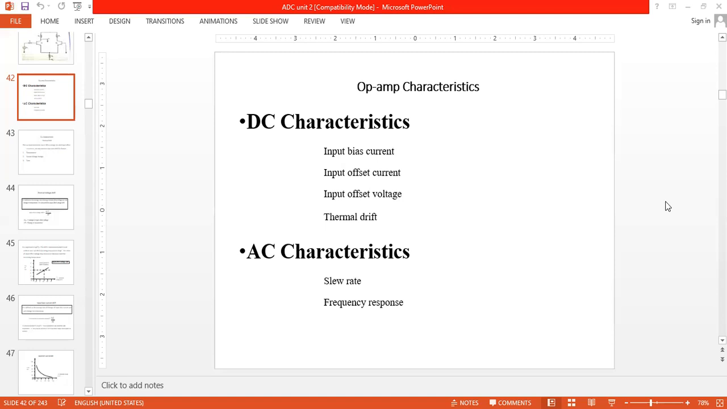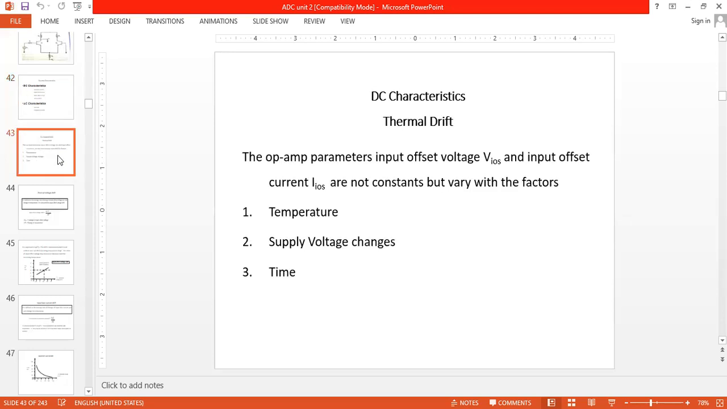Generally we have DC characteristics like input bias current, input offset current, input offset voltage, and thermal drift. Then we have AC characteristics: slew rate and frequency response. So first, the DC characteristics. Let's see the thermal drift.